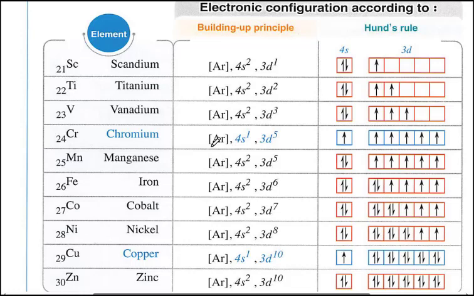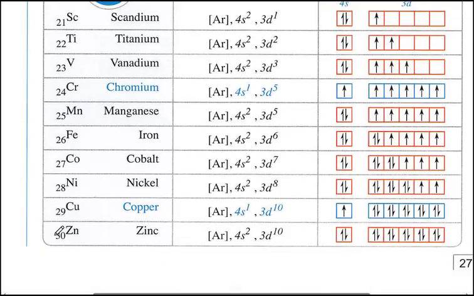Copper follows the same rule as chromium, but here 3d is supposed to be 9. It is more stable when the 3d sublevel is completely filled with electrons. It is assumed to be 4s2 and 3d9, but there is no 3d9. So copper 29 is argon 4s1 3d10, because it is more stable than 4s2 3d9. And zinc 30 is argon 4s2 and 3d10.